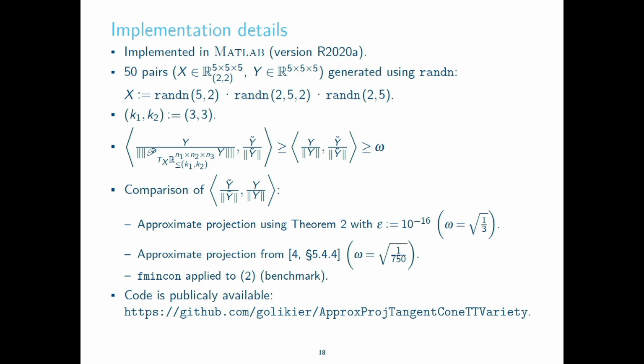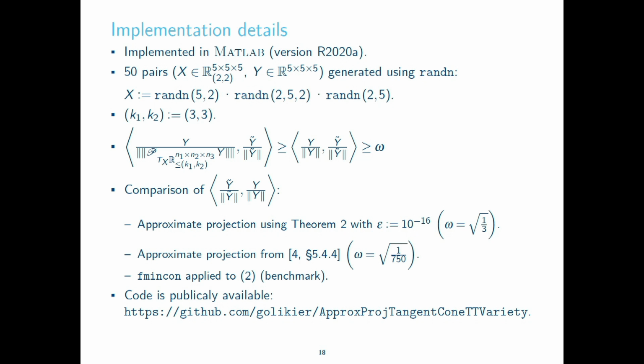So I want to conclude with a numerical experiment. For this experiment, we generated 50 pairs of a random low-rank tensor X and a full dense random tensor Y, using the randn built-in MATLAB function to generate pseudo-random normally distributed numbers. And we chose K1 and K2 equal to 3. And then we compared the value of this normalized inner product.